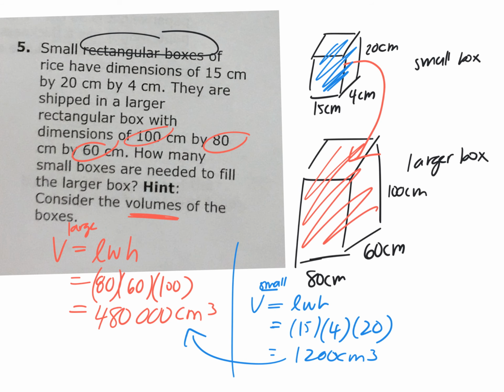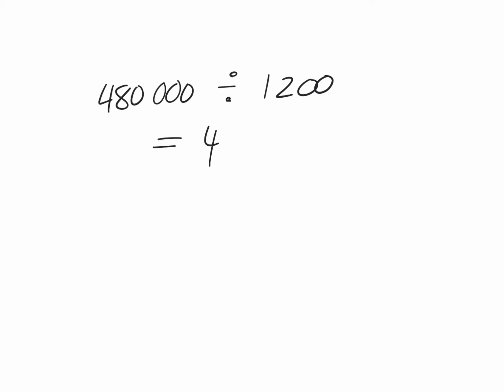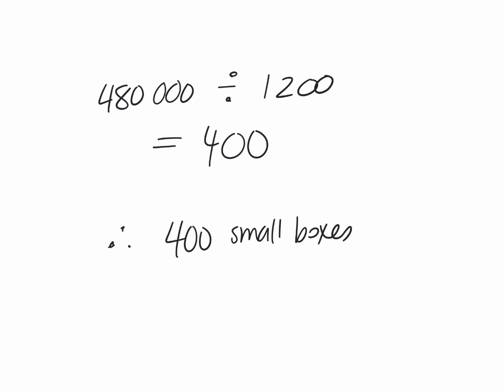How many times does 1,200 go into 480,000? What is the operation? Division. It equals 400. So therefore, 400 small boxes can fit into the larger box.